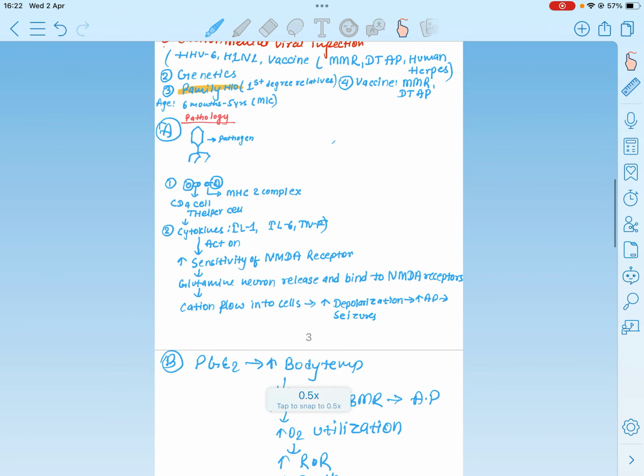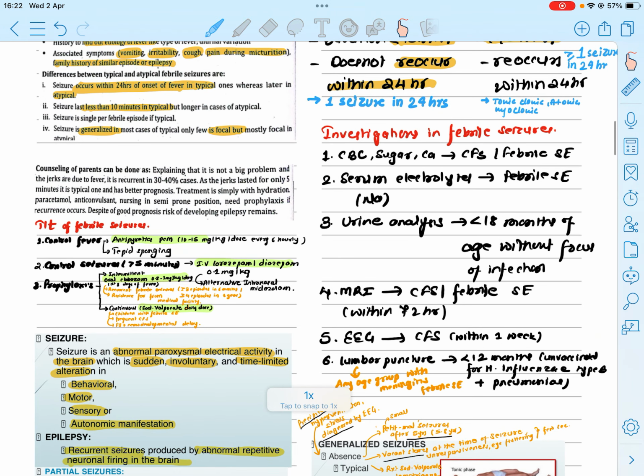Okay, we can also see in this slide, we have already discussed what investigation we will do. We will again revise. We will see CBC, sugar, calcium level, and serum electrolyte level, urine analysis, MRI, EEG, lumbar puncture, because in a child less than 2 months old they won't be fully vaccinated for H influenzae type B and pneumococcal, so the chance of meningitis at that age is more.